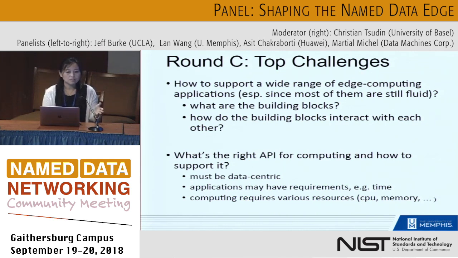And the third thing that makes this challenging is computing requires different types of resources, not just CPU. It requires memory. The results require storage. So when the application requests the computing, how does the underlying system make sure that it's going to satisfy those resources the application requires? That's a very difficult problem, I think. So yeah, that's why I said this is one of the challenges.